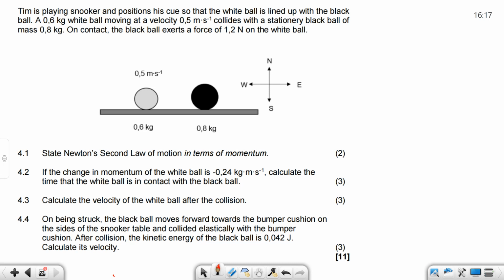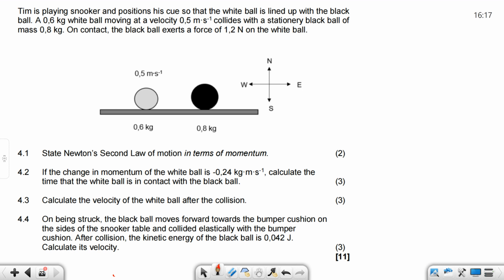All right, guys, we'll look at this question quickly and let's solve 11 marks. Tim is playing snooker and positions his cue so that the white ball is lined up with the black ball. There's a very important statement there, lined up, and it's very important because we are dealing with linear momentum, so it has to be on a straight line. That's where the line up comes in.